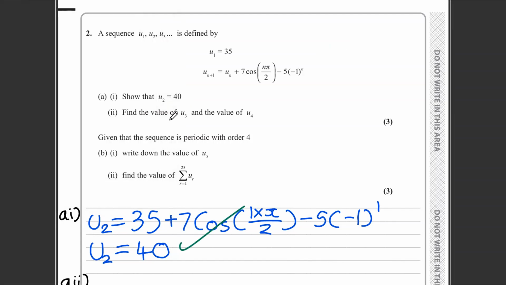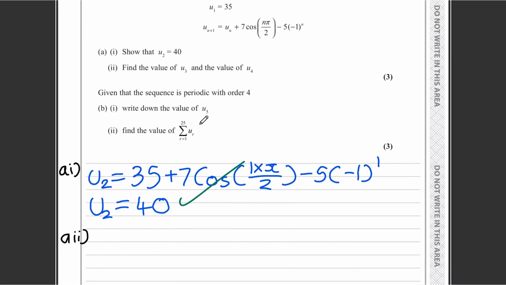Okay, and then for the second part of A, we need to find the value of u3 and the value of u4. So this is the exact same thing. We're now just trying to find the third term and the fourth term in the sequence. So if we start with u3, now we're going to sub in u2, which is 40, into this. So it's going to be 40 and then plus 7 cos.